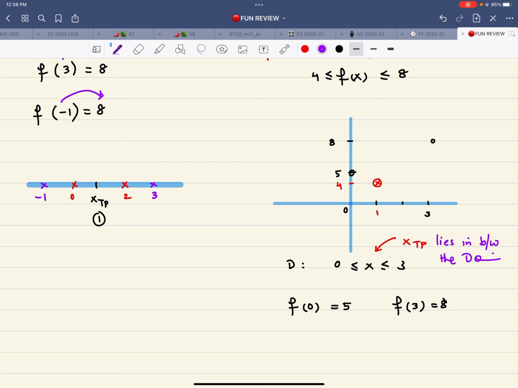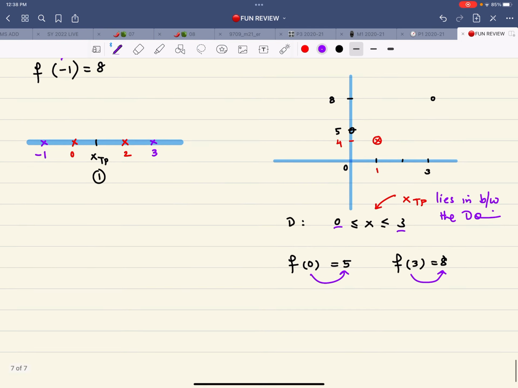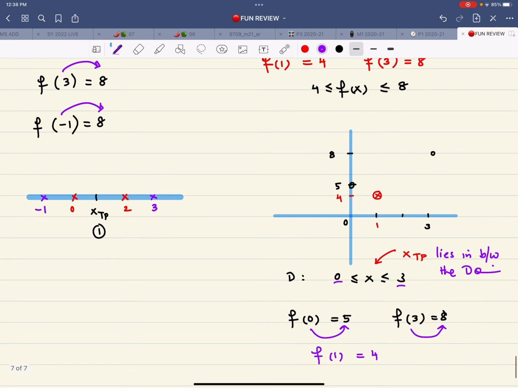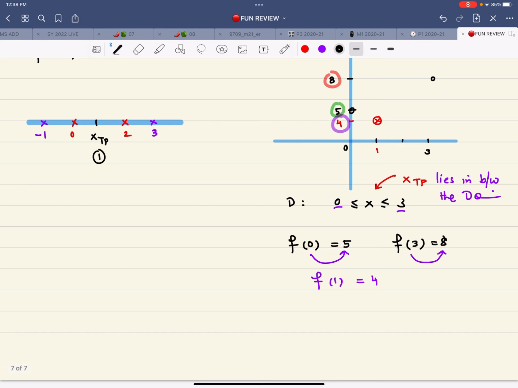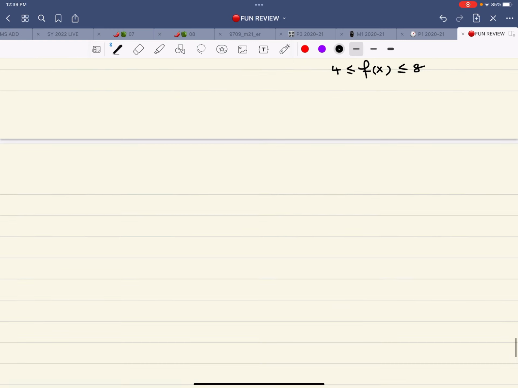You have to plug in 0, you have to plug in 3. 0 is giving me 5, 3 is giving me 8. What is the x coordinate of turning point giving me? The x coordinate of turning point, 1, is giving me 4. Now look at the y-axis. What do you see? You see 8, you see 5, you see 4. Which is the lowest value? 4. And which is the highest value? 8. So therefore, f(x) lies between 4 and 8.